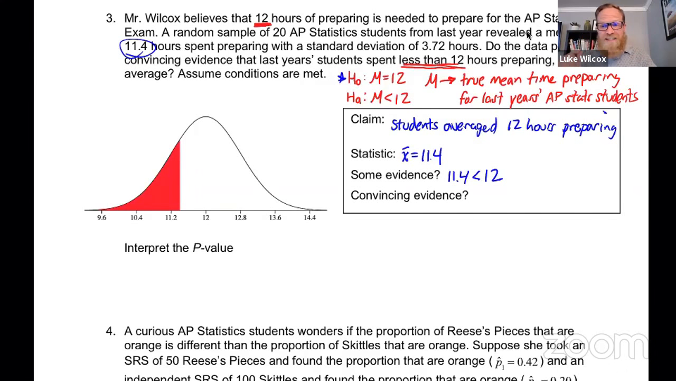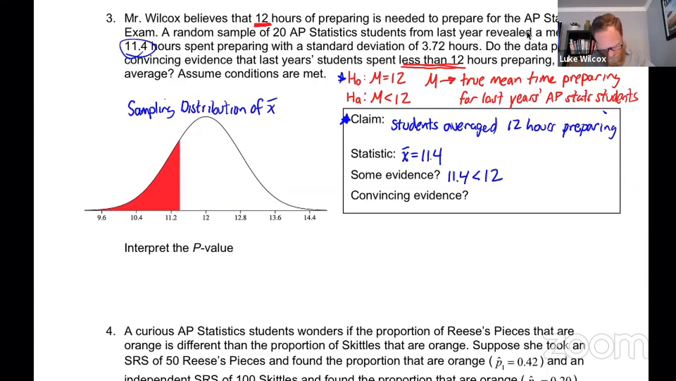So we do have some evidence that the true mean is less than 12. But do we have convincing evidence? Or could this result have happened purely by chance just because it was a random sample? Well, this is why we need a p-value in order to answer that question. So let's jump over to the picture here, the distribution. And first, I want to make sure that we recognize that this here is the sampling distribution of x bar. In other words, what are all the possible x bar values if we were to continuously take random samples of size 20 from the population, assuming that this claim is true, that the true mean is 12?